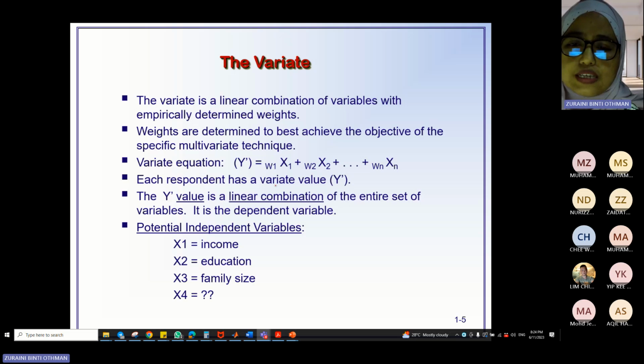Okay. So each respondent has variate value y prime. Okay. This is the one that we want to measure, right? So the y prime value is a linear combination of entire set of variable, meaning that we have many variable here, x1, x2, x3 until xn, and the combination is linear, which apa yang dimaksudkan dengan linear, which is it's not polynomial because it's power of 1, dia darjah 1, berdarjah 1, which is power of 1. It is the dependent variable. Okay, ni y prime ni is dependent variable.